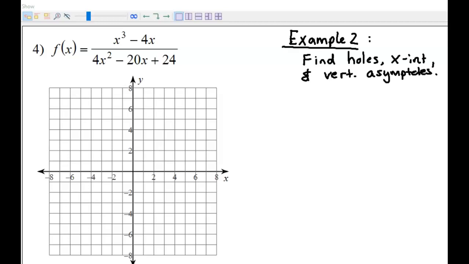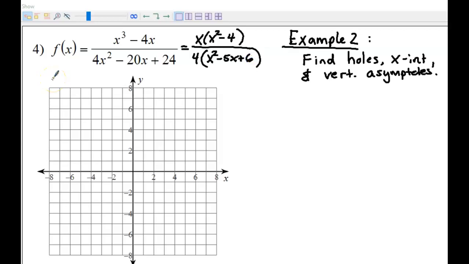So on the top, I see that there's a GCF there. So if I were to take out a GCF, I would have x times x squared minus 4. On the bottom, I see there's another GCF. I see I could take out a 4. That would leave me with x squared minus 5x plus 6.